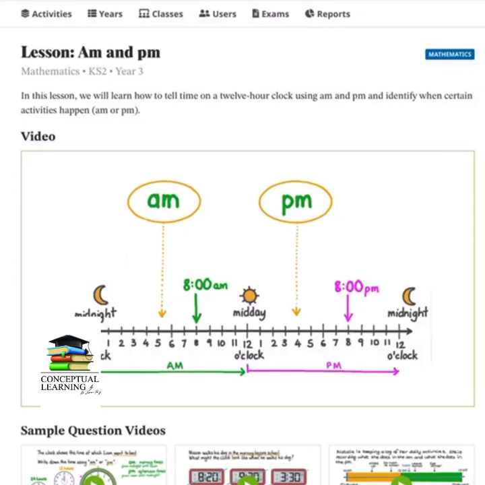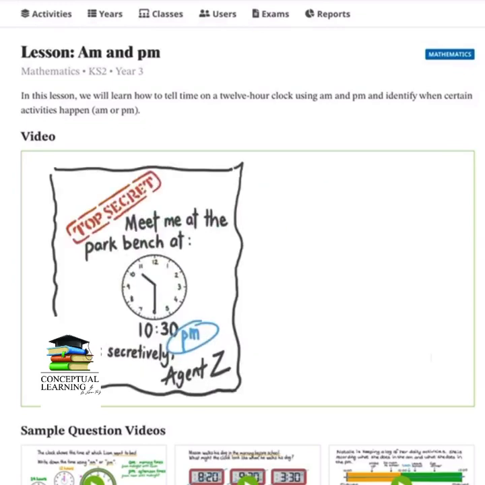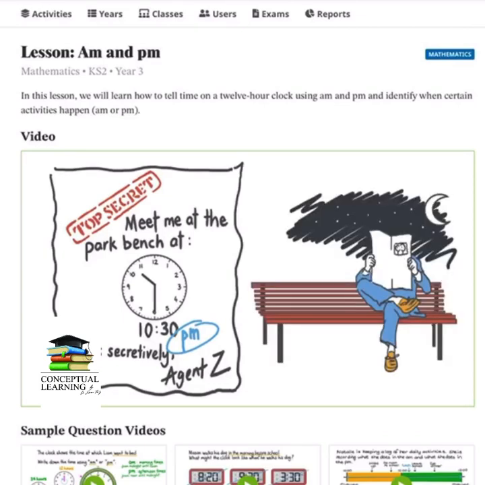Let's go back and see whether Agent Z has altered his note. That's better. He's going to be there at 10:30 PM. We know that PM times are times that are after midday and before midnight. So we know Agent Z is going to be waiting for us under cover of darkness.